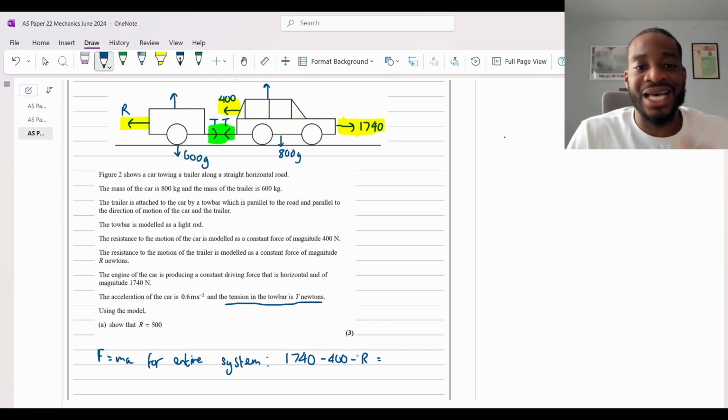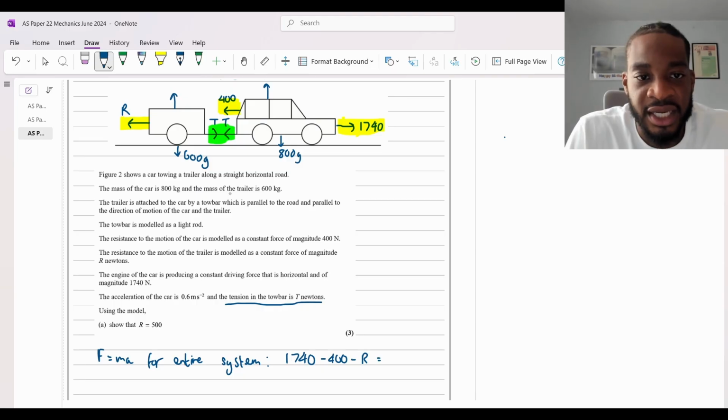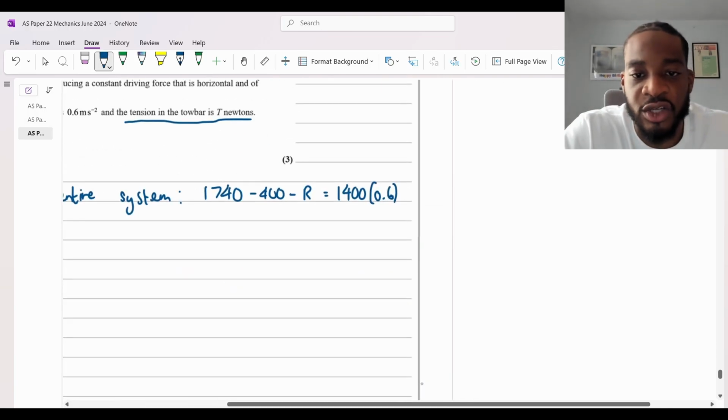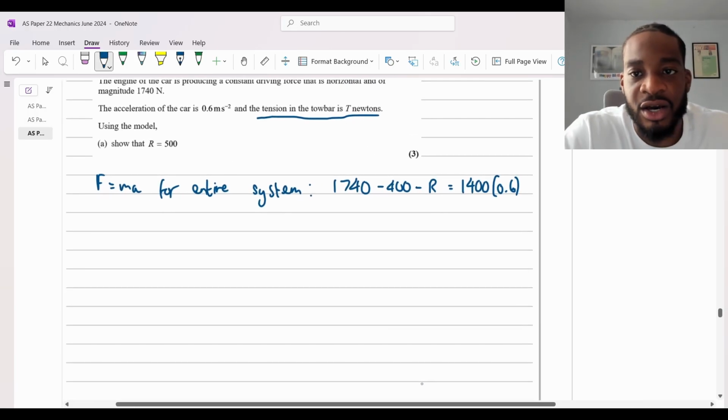Now, because we're treating it as an entire system, it's going to be the masses of both the car and the trailer, which is going to be 800 plus 600, which is 1400, isn't it? So it's going to be 1400 for the mass, and the acceleration we know is 0.6, so I can put that there. And now we have an equation in terms of R, which we can solve. So let's go ahead and do that and see what we get.